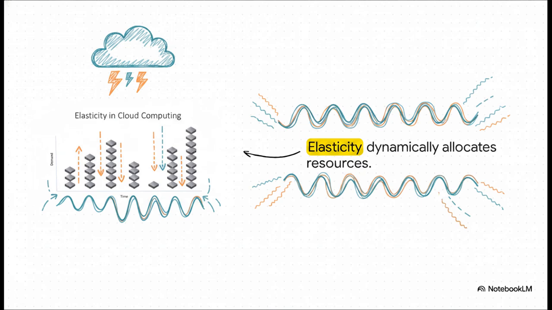Our second pillar is elasticity. Now, I know what you're thinking. That sounds exactly like scalability. But there's a really vital difference here. Elasticity is all about the dynamic, real-time allocation and deallocation of resources. Imagine your server capacity rising and falling automatically in direct response to fluctuating demand over time.